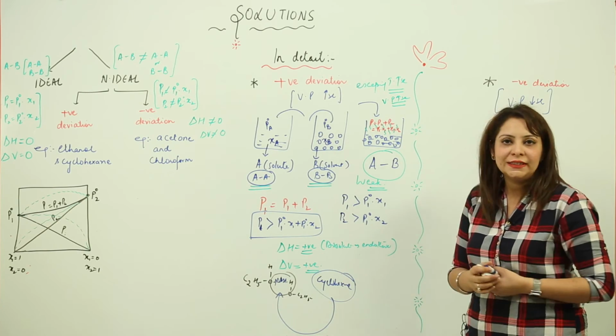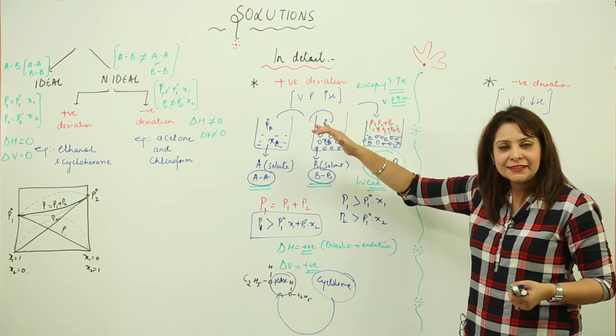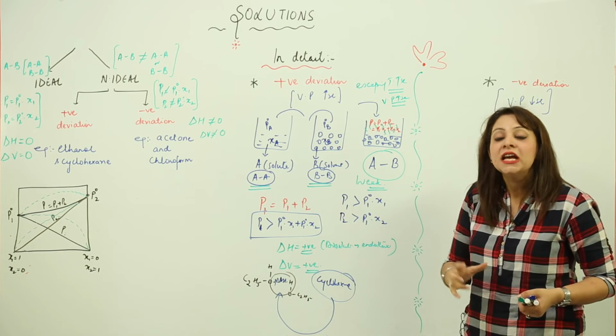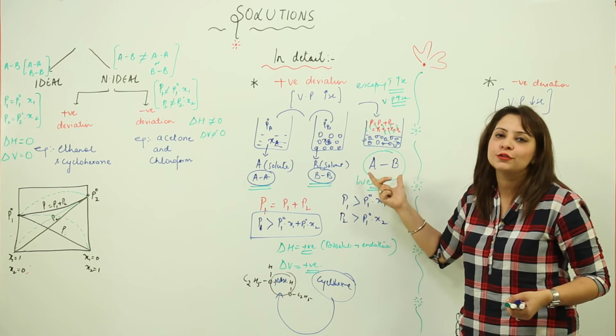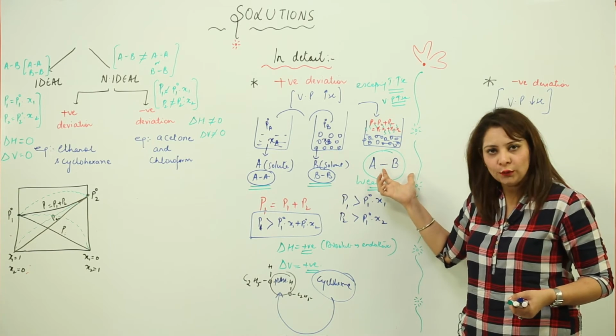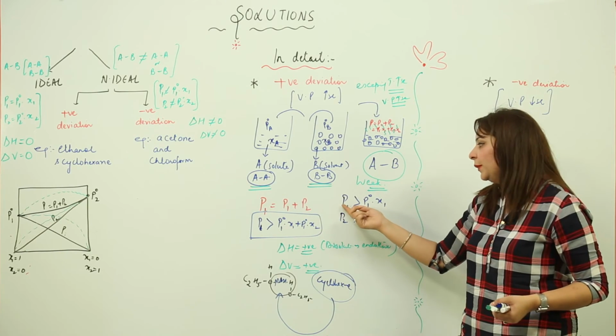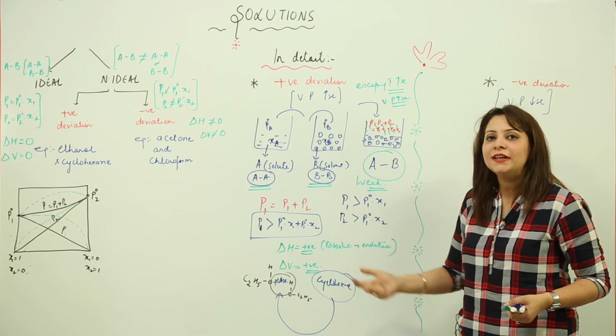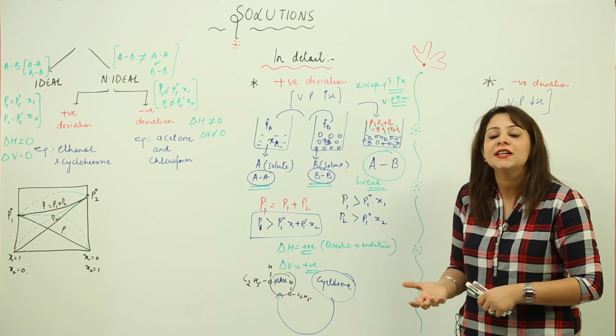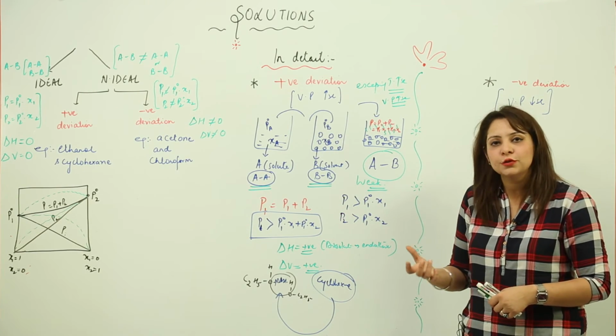The main points are that the vapor pressure is increasing and escaping tendency is increasing. The reason behind this is the weaker force of attraction between the solute and the solvent. And due to this, the partial pressure which it would exert when present in the solution is greater than its pressure in the pure solvent times mole fraction.